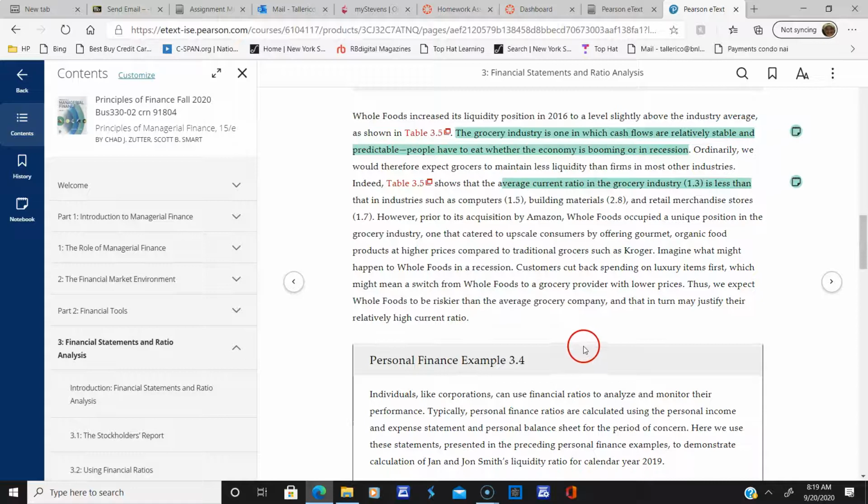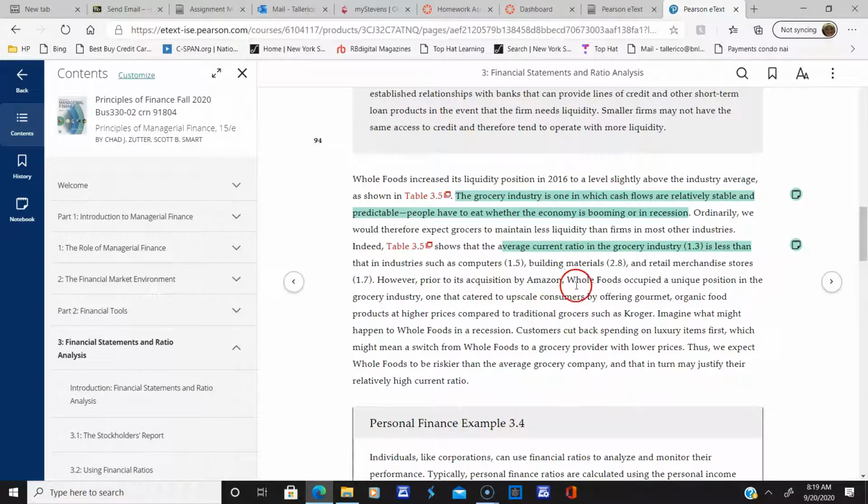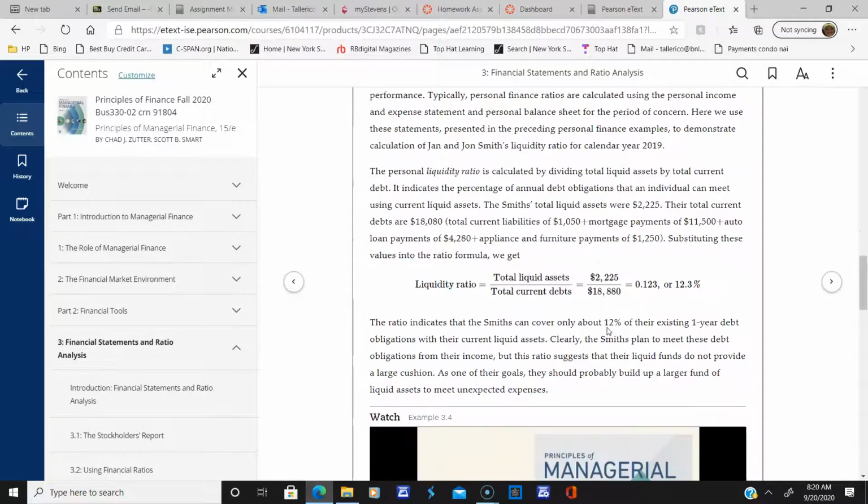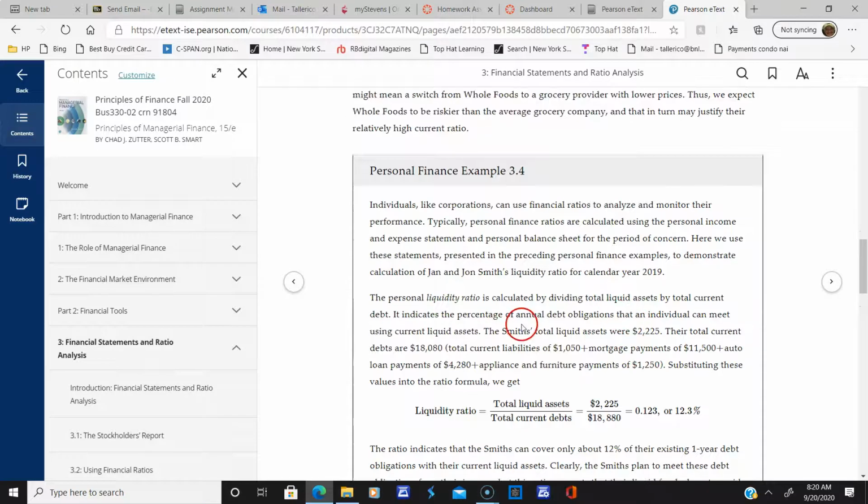As everyone should know, Whole Foods is now owned by Amazon.com, and they talk about that here a little bit. And here's a nice personal finance example, which I referred to, that shows you the current ratio for your money. Everyone should be able to do this from a personal standpoint. Here's your total liquid assets and your total debt. You want to make sure you're liquid. It's 12.3% here.